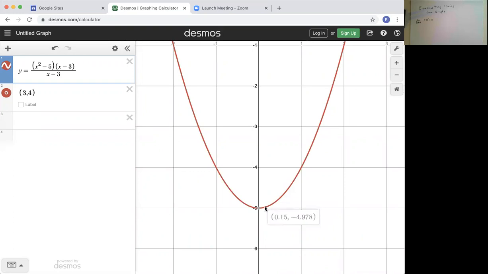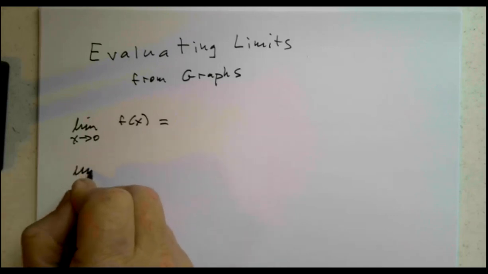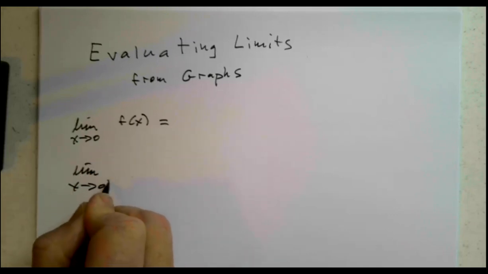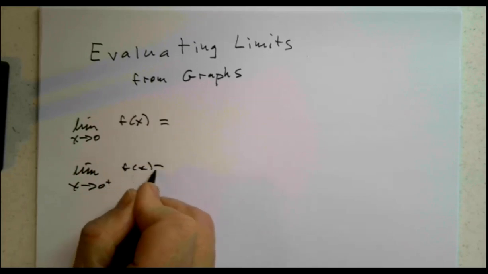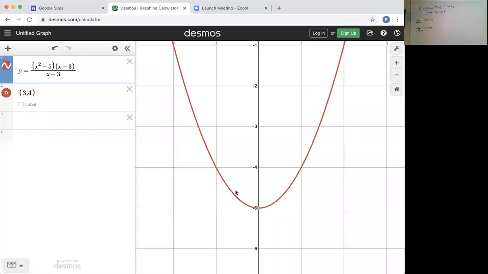So as I'm scrolling in this way, I'm choosing numbers to the right of 0: 0.4974, 0.4978, 0.4988. As I approach from the right, the limit as x approaches 0 from the right of f of x seems to be what? Seems to be -5. As we're scrolling in this way, the y values, the values of the function, are getting closer and closer to -5.